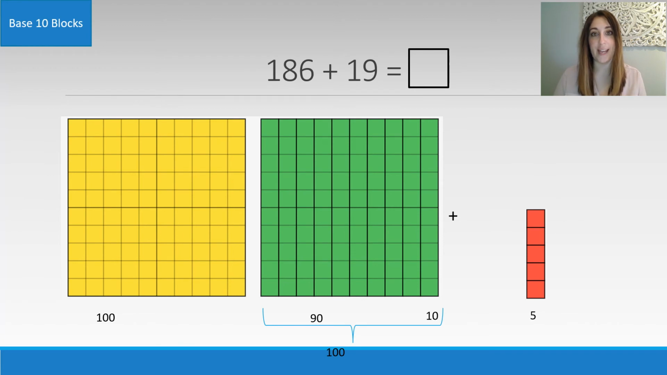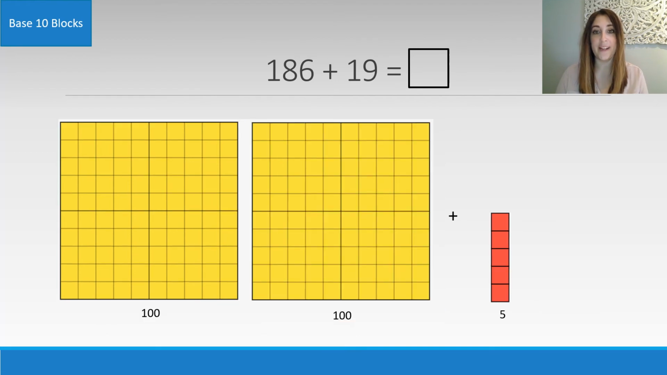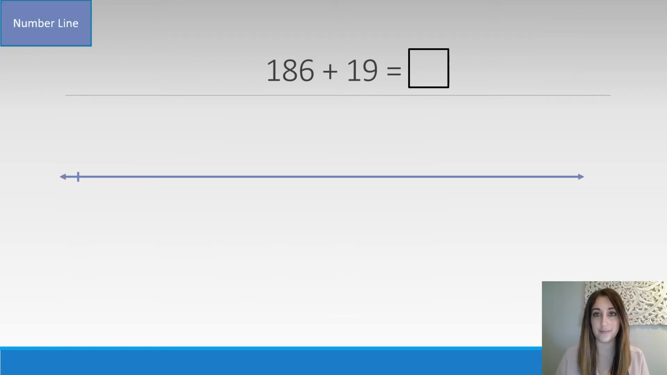So now I have 90 plus 10 equals 100, and I also have 5 ones. So now I'm going to add everything together. 100 plus 100 plus 5 equals 205. I got the same answer as when I added using landmark numbers.